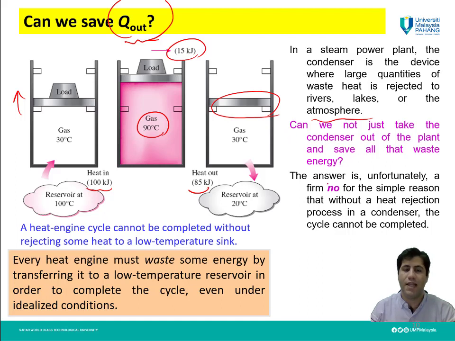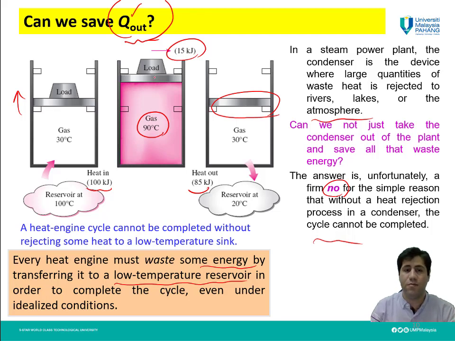According to this, we cannot remove this Q out, because if we don't have Q out, we don't have a cycle. The cycle cannot be complete. And as I said here, a heat engine must waste some energy by transferring it to a low temperature reservoir. This is very important because for many years there was a question of how we can reduce this Q out.